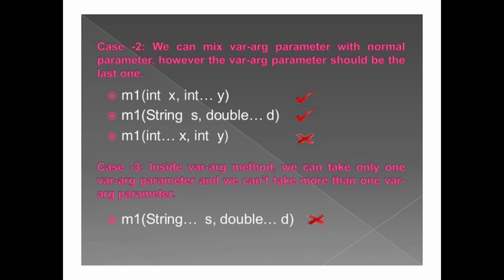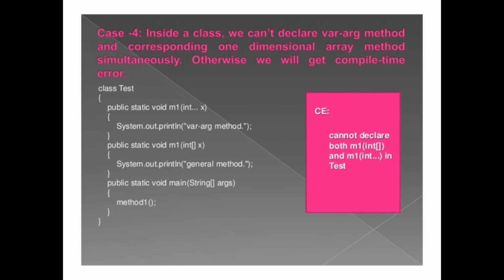In case 3, inside a variable argument method we can take only one variable argument parameter, and we cannot take more than one variable argument parameter. In case 4, inside a class we cannot declare a variable argument method and the corresponding one-dimensional array method simultaneously, otherwise we will get a compile time error like this. I am showing it with a round mark in red color.